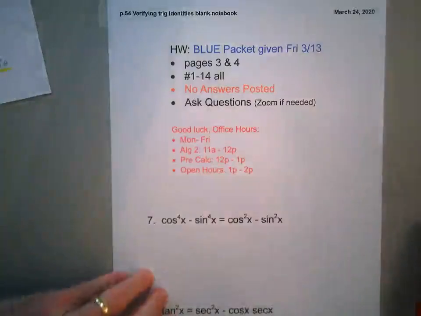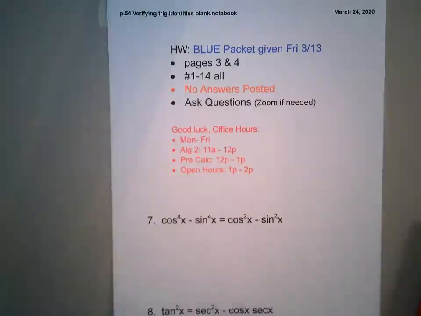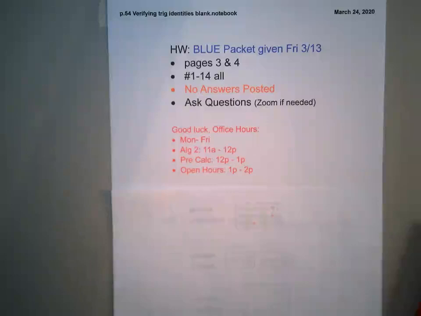For some reason, this printed out, so we're going to ignore that.